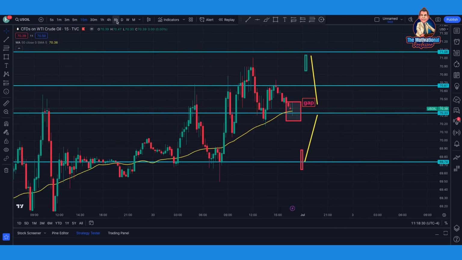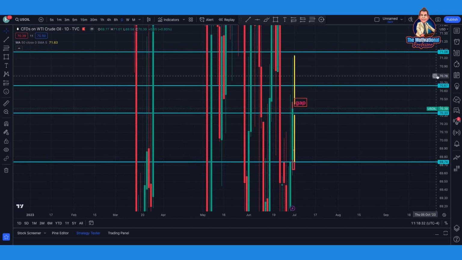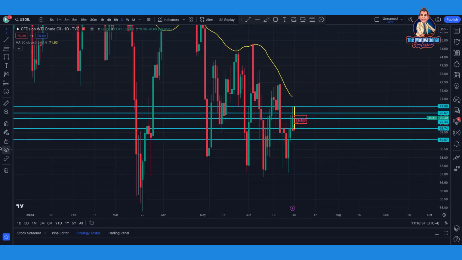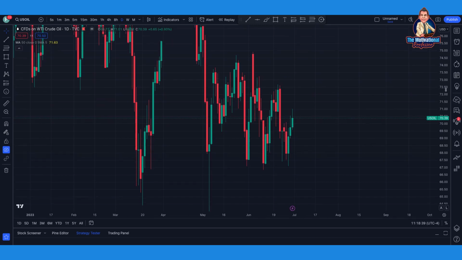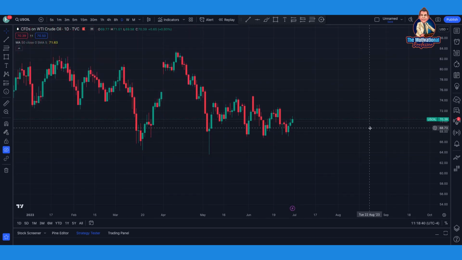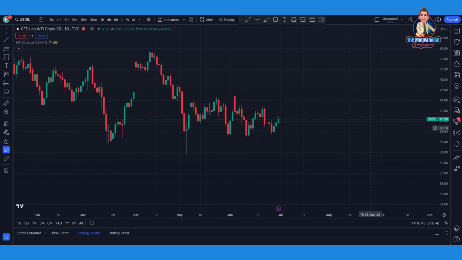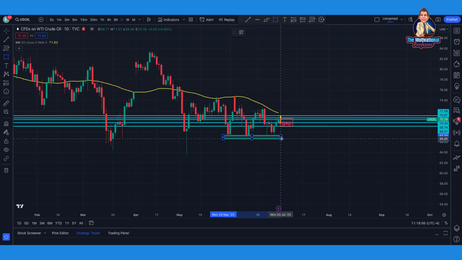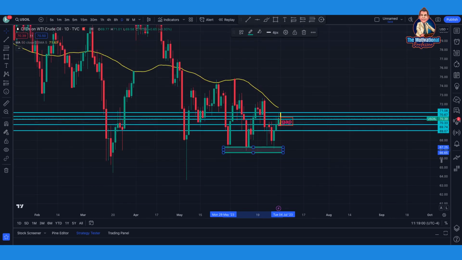Well, let's go all the way back up to our daily time frame real quick. And I'm going to go ahead and take this out for a minute just so you can take a look at where we are on the daily time frame. Now, if you look here, we can see that we are still making lower lows. But that being said, it appears that we have a floor on the daily right here.